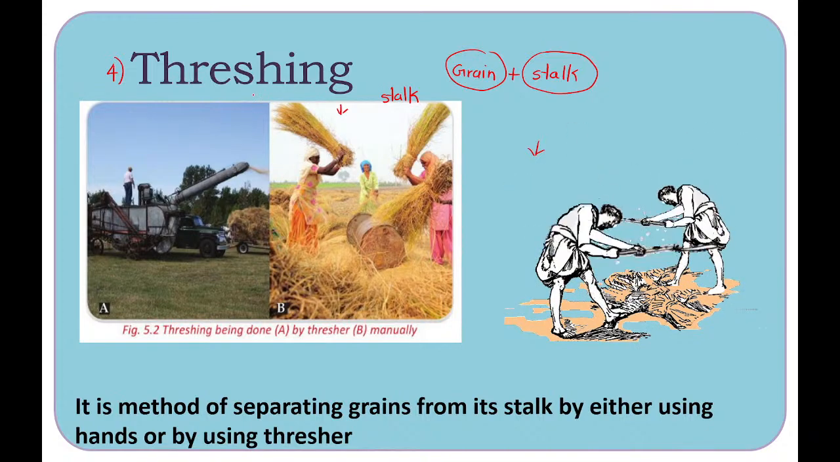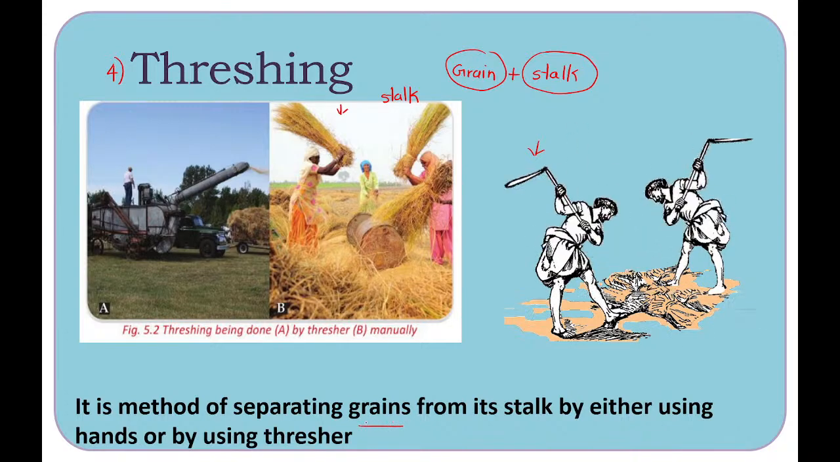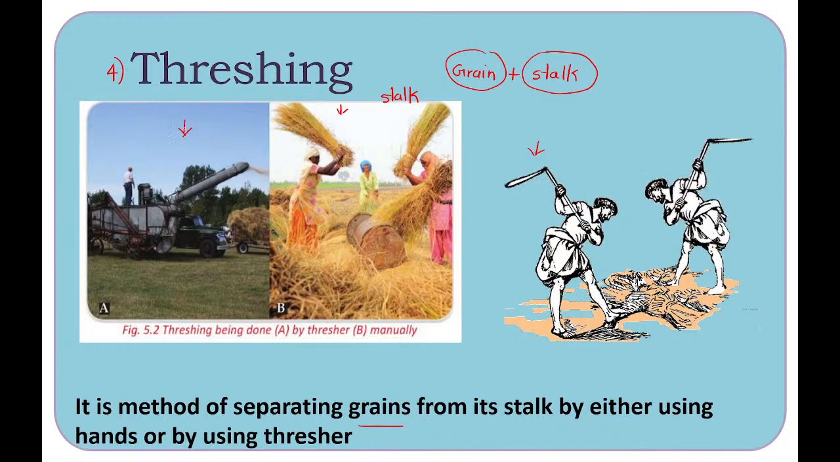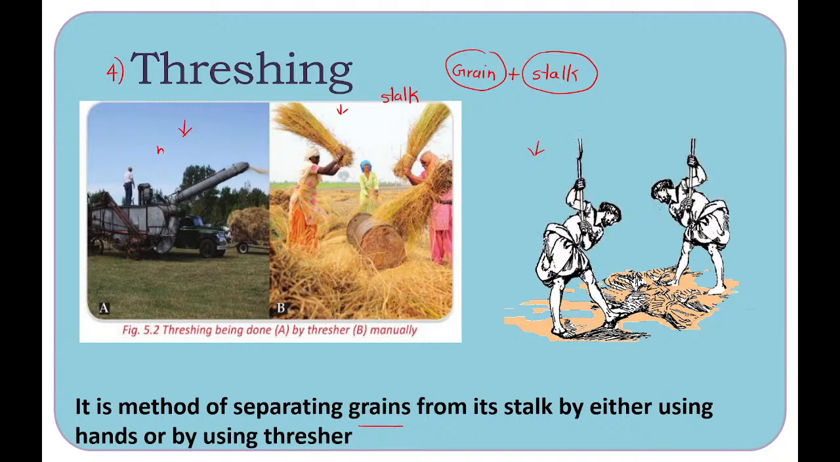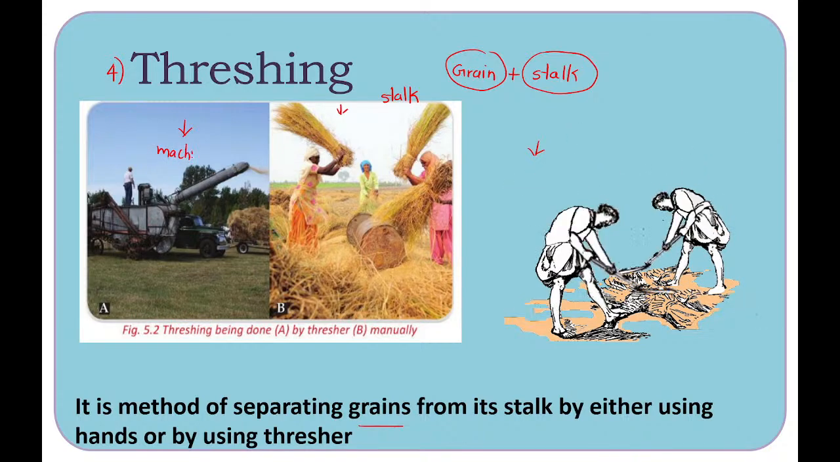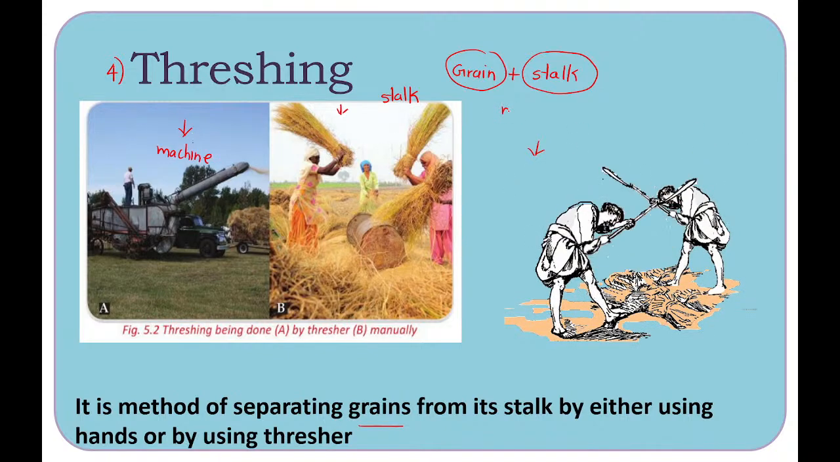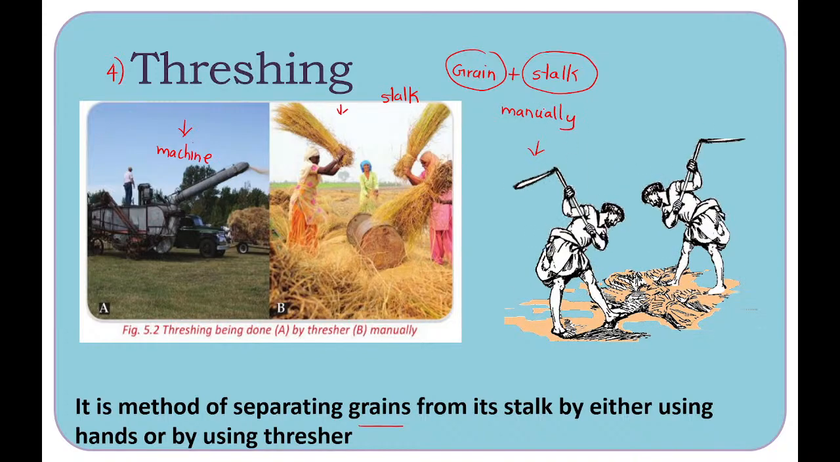So what is threshing? Threshing is a method of separating grains from the stalk either by using hand or by using a thresher. You can see in this picture that a machine is being used. So you can do threshing either using your hands, that is manually, or using a machine.